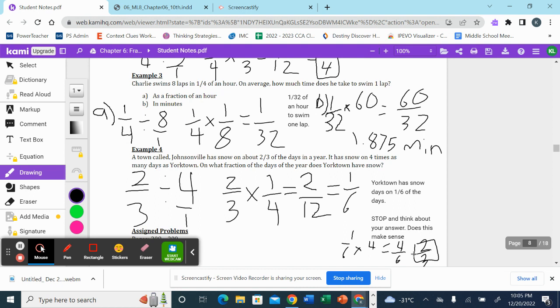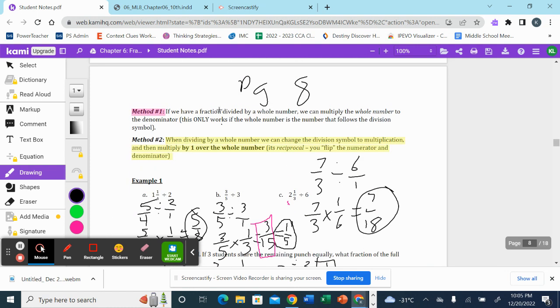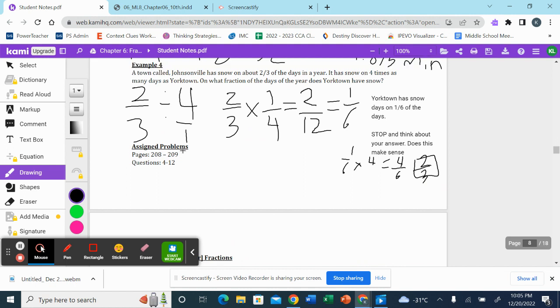So I should be able to work backwards and forwards with multiplication and division to solve and double check my work. So for division, you're basically just multiplying by the reciprocal. So to review, when dividing by a whole number, we can change the division symbol to multiplication and then multiply by 1 over the whole number. So you keep the first fraction the same like we did here. 2/3 stays the same, divided by 4. And I'm going to flip the reciprocal. So keep 2/3, 2/3 times 1/4 to solve.